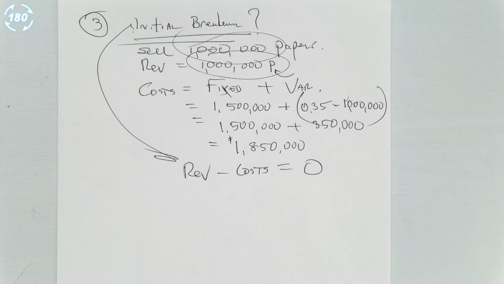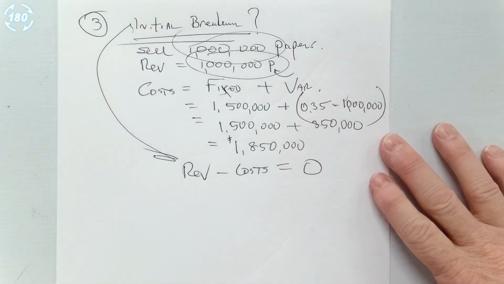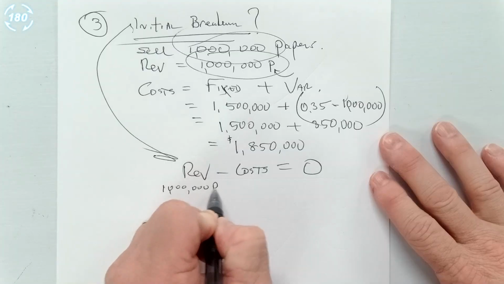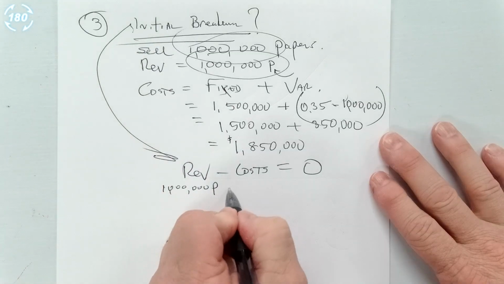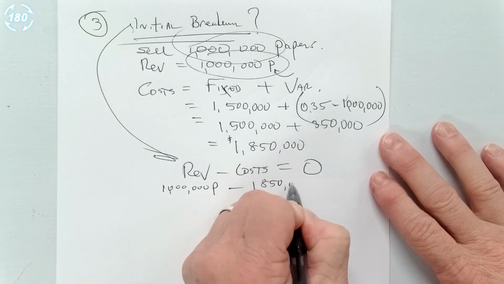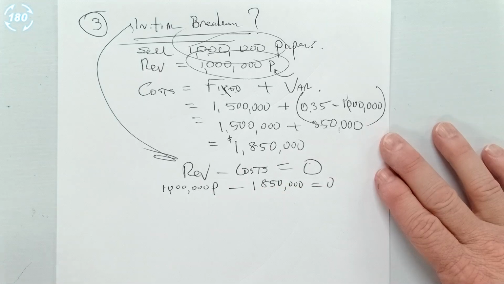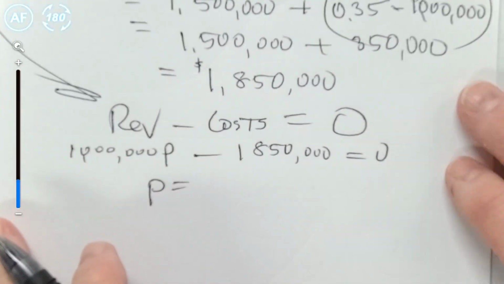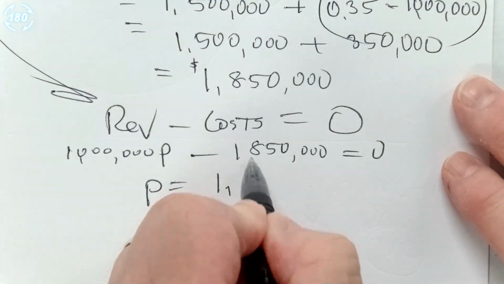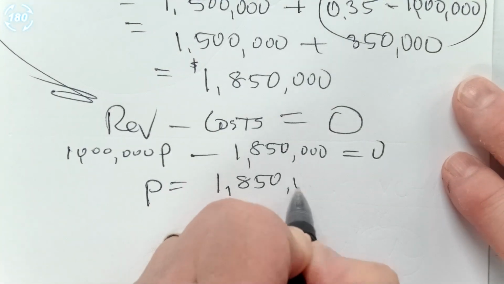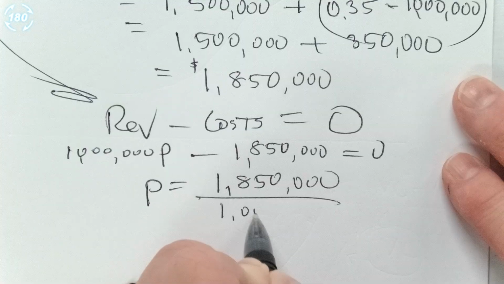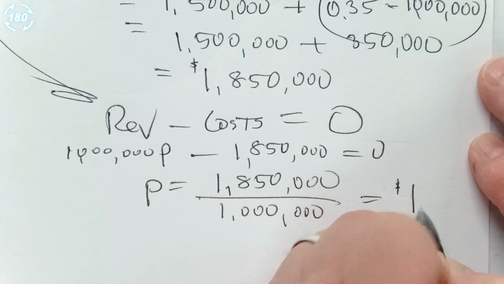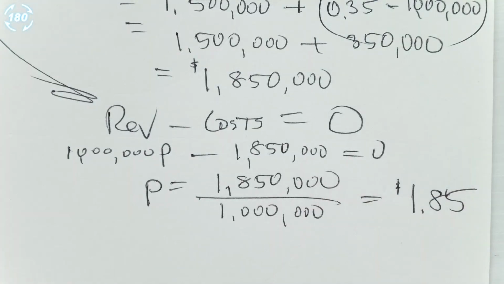Okay, isn't that right? That's when you break even. So this is going to be 1 million P. That's the revenue, minus your cost of 1,850,000, equals 0. So we can find out what P is here by dividing. And what's that got to be, class? Can you tell? $1.85. They've got to sell those newspapers at $1.85 to break even.